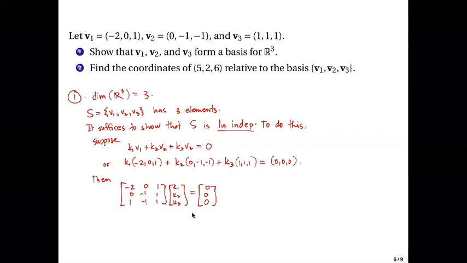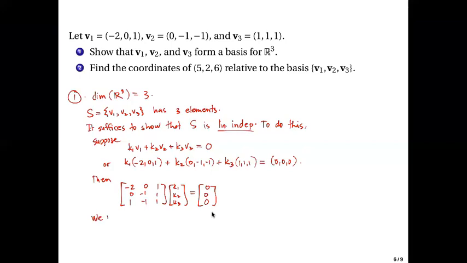So it's enough to show that this matrix here has a non-zero determinant. Because if that's the case, it means that this matrix equation has only the trivial solution. Okay?